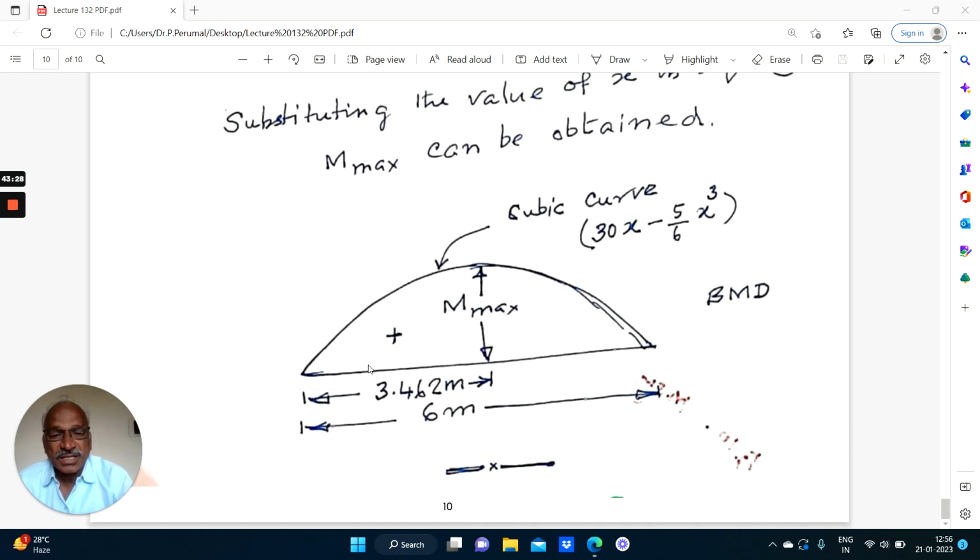So that completes two problems dealing with three different types of loadings: point load, UDL and UVL. And that completes this lecture.